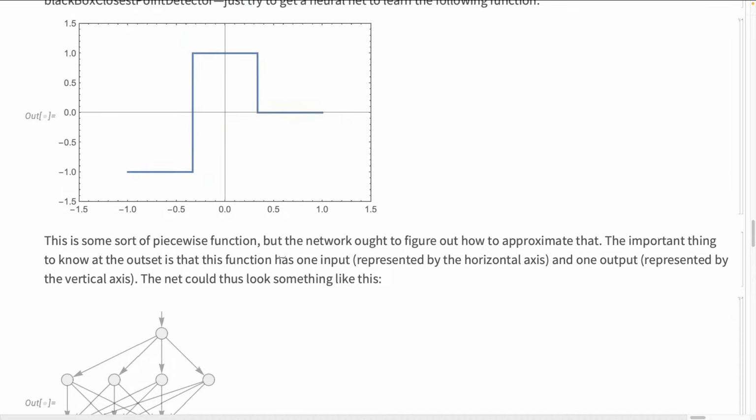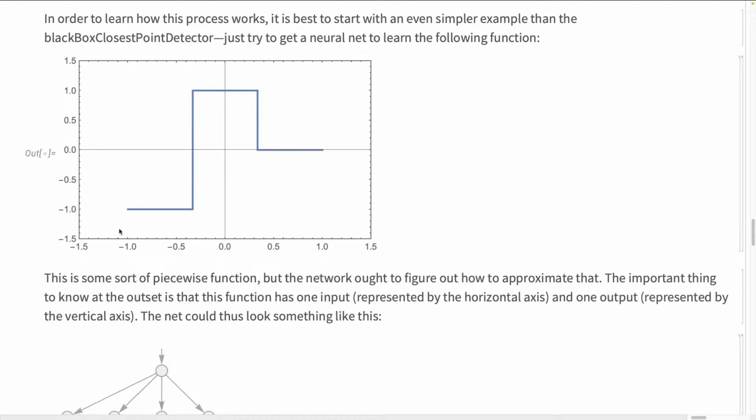The important thing that we're interested in at the outset is that there's one input, which is just represented on this horizontal axis, and that just ranges, in this case, from -1 to 1. And then the output is going to be one of these three values, -1, 1, or 0.